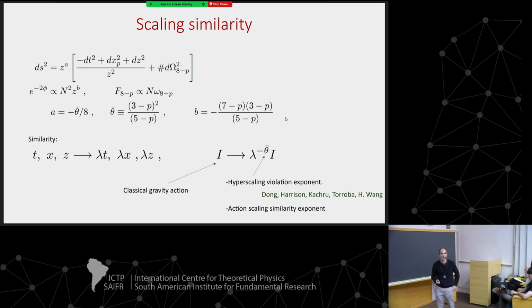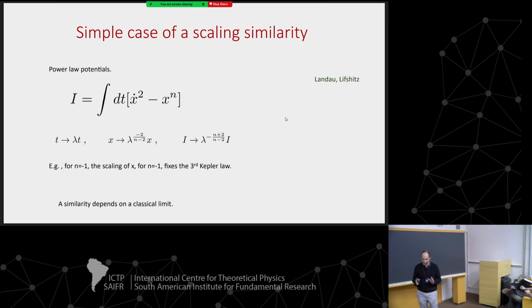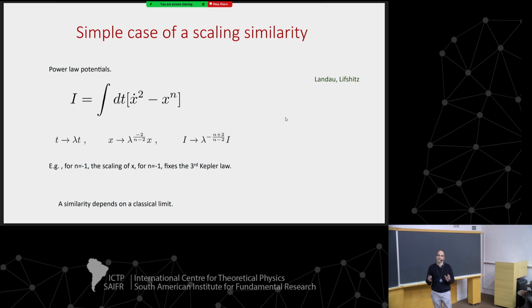Yes? This is at the two derivative level. If you include higher corrections, like these alpha prime corrections we were discussing, they do not respect this symmetry. Well, it's not really a symmetry. It should be called a similarity. A similarity is a transformation that rescales the action. For that reason, it's a symmetry of the equations of motion, but not a symmetry of the action.